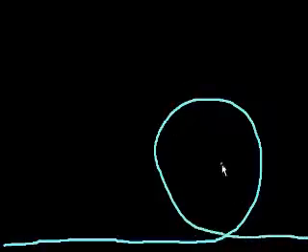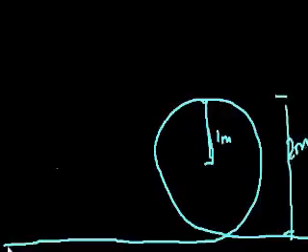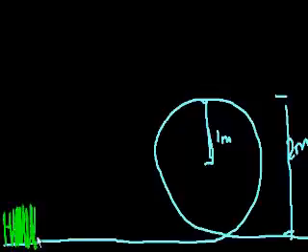Let's say this loop-de-loop has a radius of 1 meter. Let's say this right here is 1 meter. And so of course the loop-de-loop is 2 meters high. And let's say I have a spring here. It's a compressed spring. Let's say this is the wall, and this is my spring. It's compressed, so it's all tight like that.